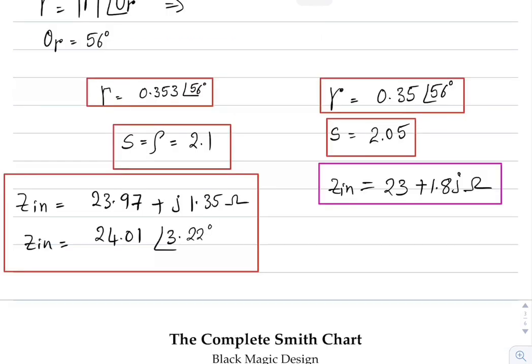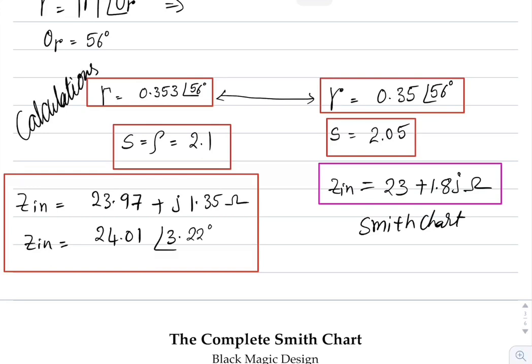Now let us compare the calculation using the Smith chart and the actual calculations. If you observe the value of gamma, they are nearly equal. Even the value of S is also nearly equal. The input impedance is also nearly equal. The only place where a mismatch happened is here it is 1.35, whereas here it is 1.8.